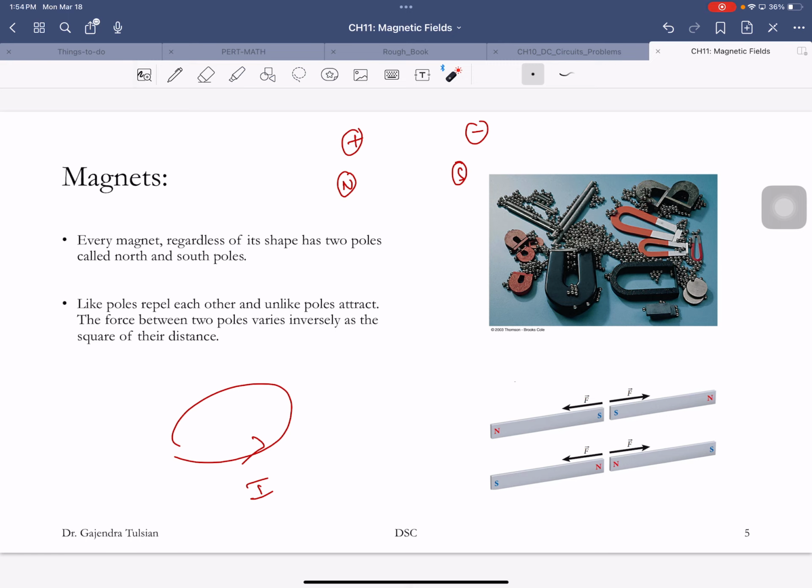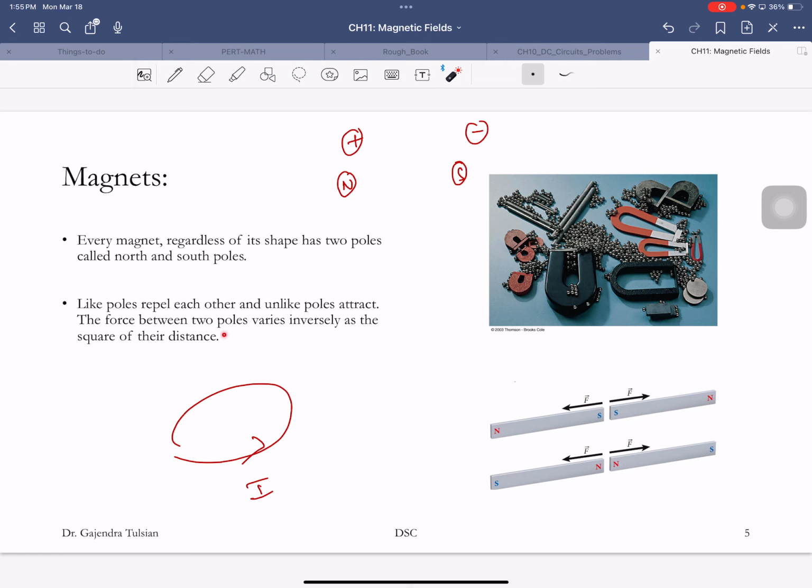All right, so with these moving currents, you can explain a lot of things by assuming a north and a south pole. Like poles repel each other. So if you take two magnets, like poles repel each other. And unlike poles, a north pole is attracted by a south pole. So that's the behavior. Like poles repel each other and unlike poles attract. The force between two poles varies inversely as the square of the distance.